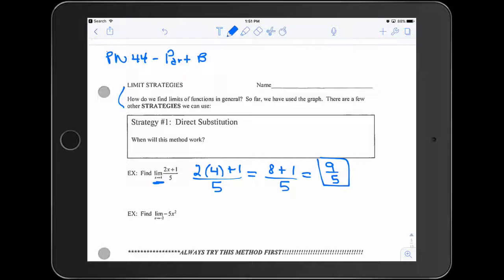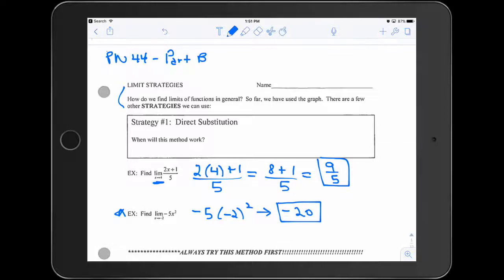And so you can do that also with this example right here, where you take that -2 that x is approaching and put it right in for your x. So -2 quantity squared, and of course we know that -2 squared is 4, times -5 is going to give you that -20. So that would be your limit as x approaches -2.